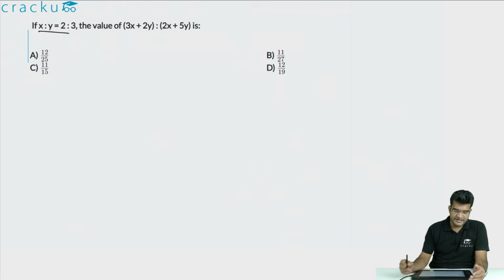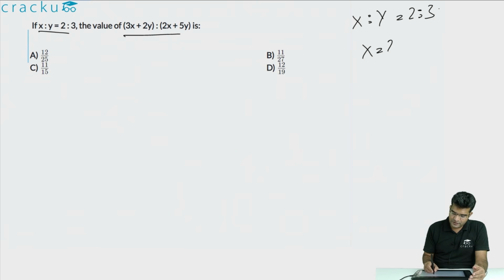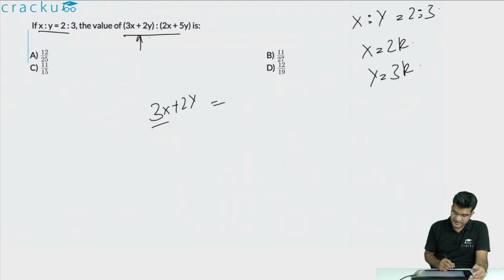In this question, we are told that x is to y is equal to 2 is to 3, and we are required to calculate the ratio of 3x plus 2y to 2x plus 5y. As x is to y is equal to 2 is to 3, let x be equal to 2k and let y be equal to 3k. Then 3x plus 2y will become 3 into 2k plus 2 into 3k. So the numerator will be 6k plus 6k, which is equal to 12k.